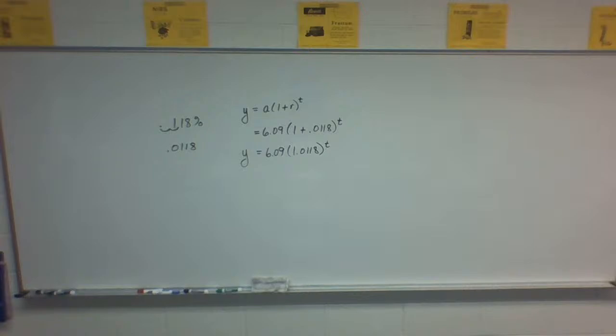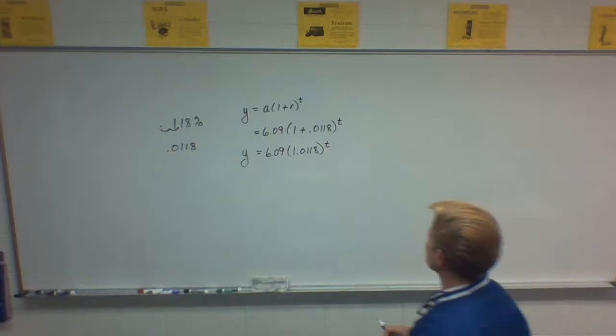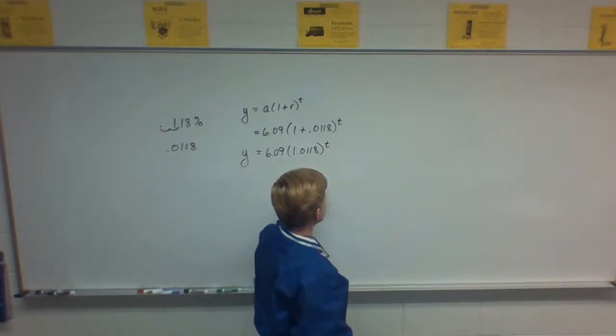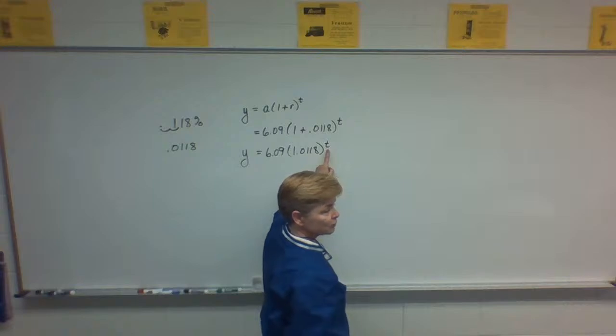Okay, so it says, write an exponential growth model given the population y in millions, t in years, 2000. Estimate the world population in 2005. How would we do that? You could graph it, but you don't need to. Just put a 5 in here.